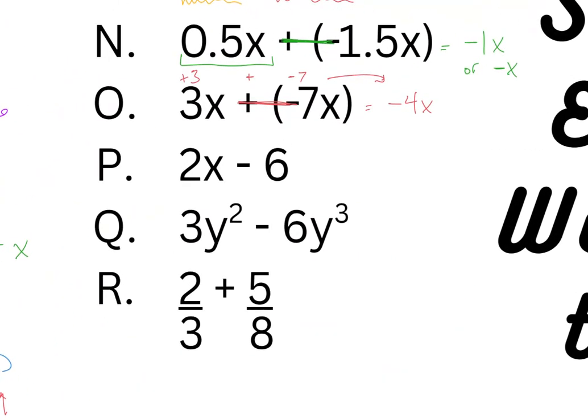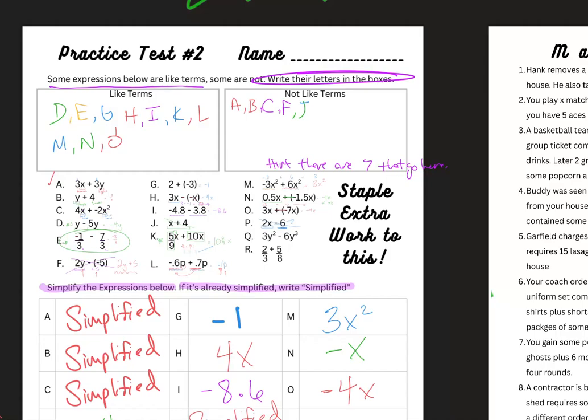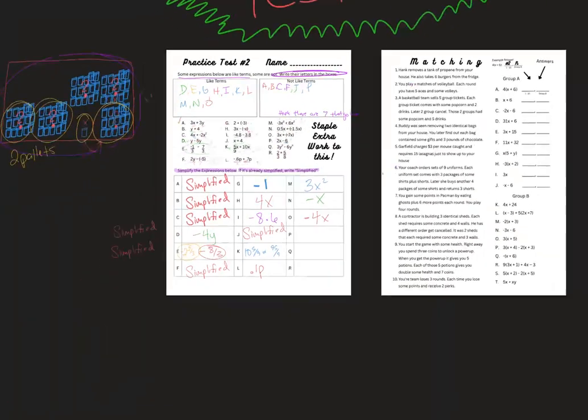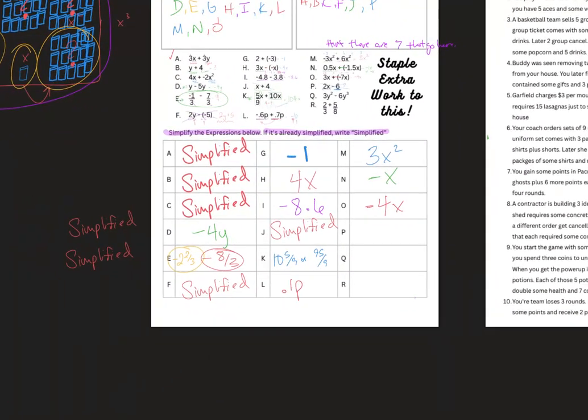P. I have 2 boxes of something. I'm trying to subtract 6 from it. Can I do that? I don't know. That's why these aren't like terms. So P, not going to work for us. And you might notice I grabbed a simplified for J, so let's put it in there for P.